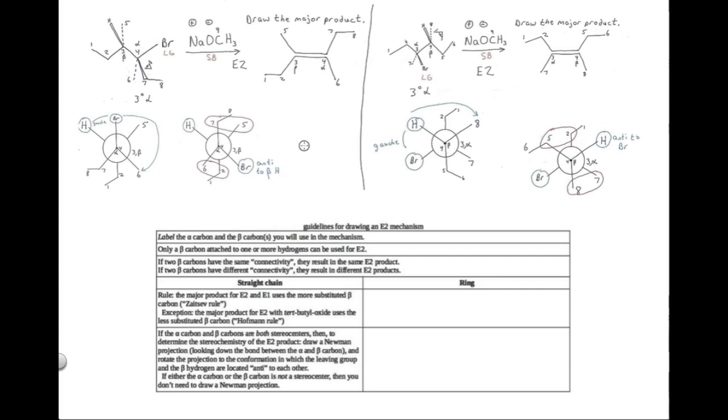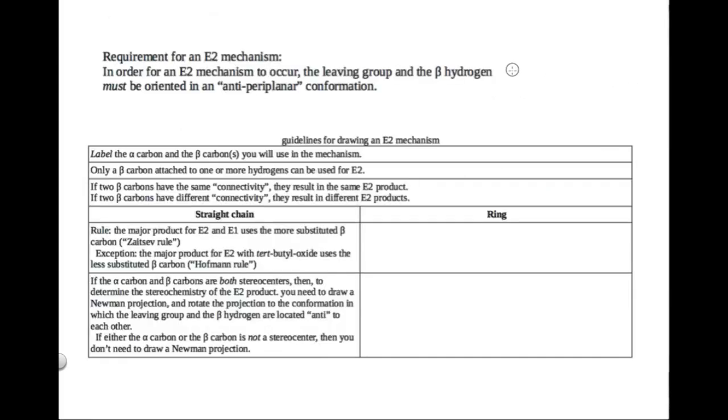Once you've done that, you can see which substituents are close to each other in that conformation of the Newman projection, and that tells you which substituents should be on the same side of the double bond. That gives you the correct stereochemistry for the E2 reaction.